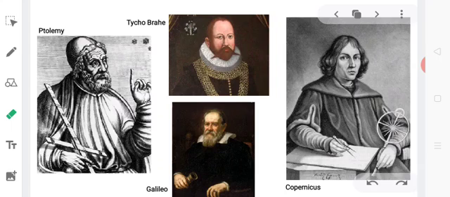Now before that, I would like to show you the pictures of some eminent astronomers who had made significant contributions in the field of astronomy before Johannes Kepler gave the laws of planetary motion.